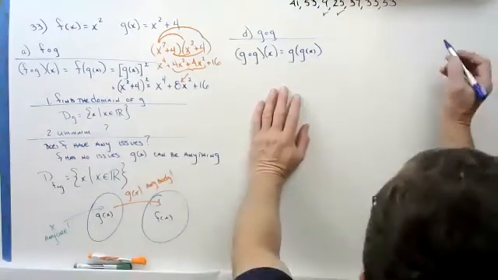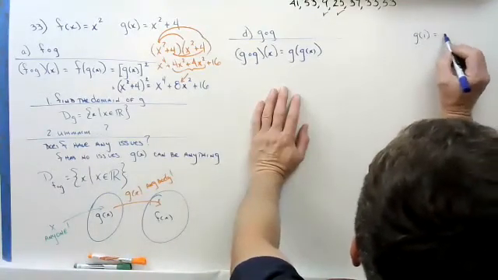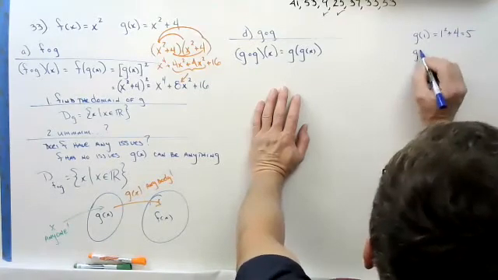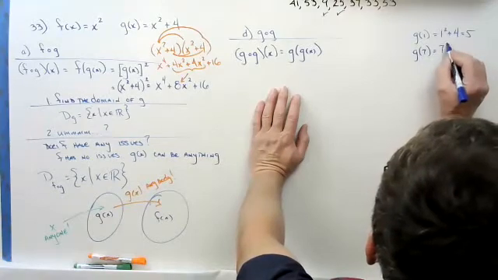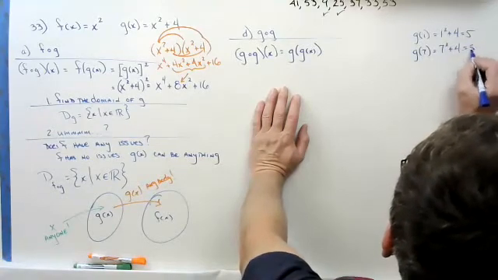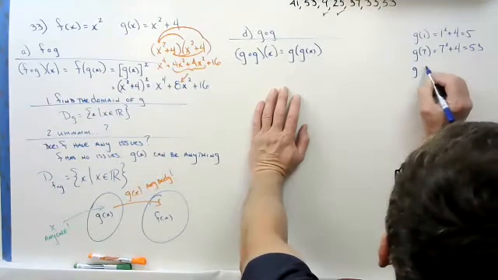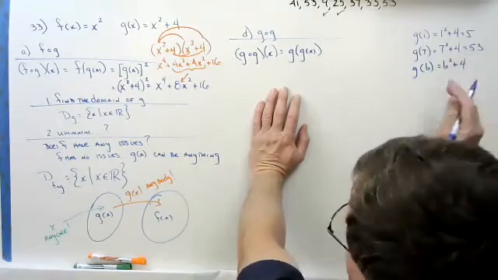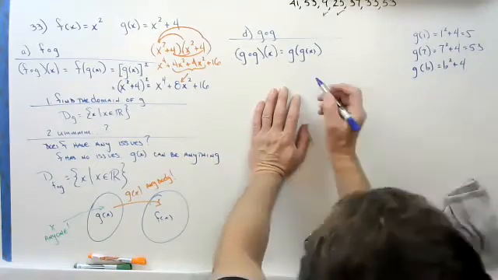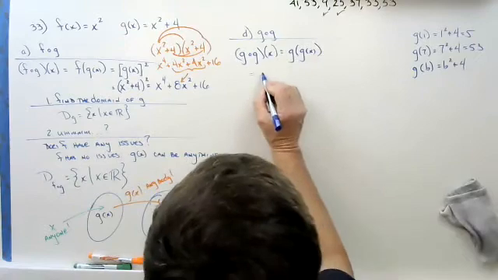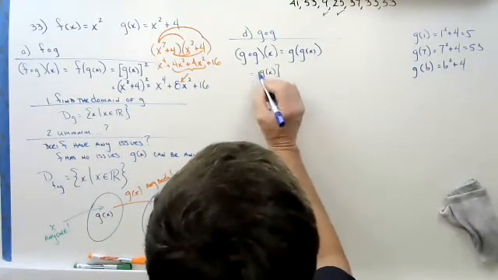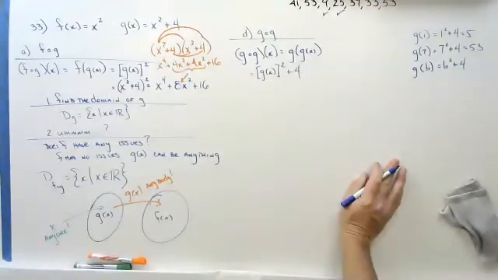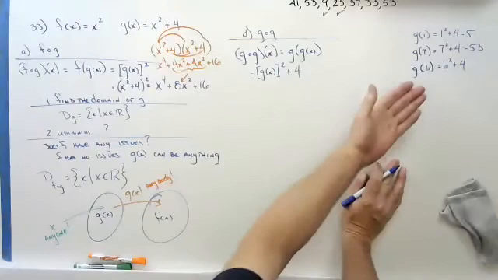Now, I like to warm up. g of 1 is 1 squared plus 4, that's 5. g of 7 is 7 squared plus 4, that's 53. g of b is b squared plus 4. So g of g is going to be g squared plus 4, because that's what g says to do.